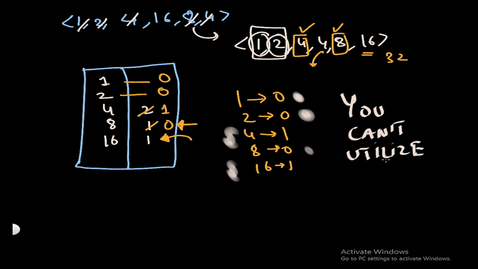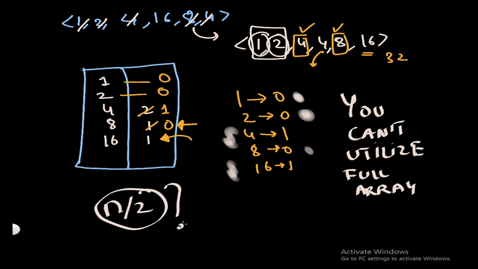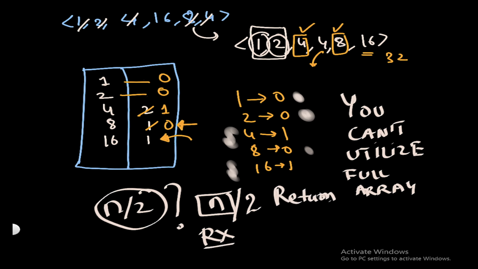So if I cannot utilize the full array, I will just emphasize this point. If I cannot utilize the full array, how can I build n by 2 pairs? This is not possible. If I have n number of elements and I cannot utilize n number of elements, how can I build n by 2 number of pairs if repetition is not allowed? Absolutely I cannot. So in that case I will return false.